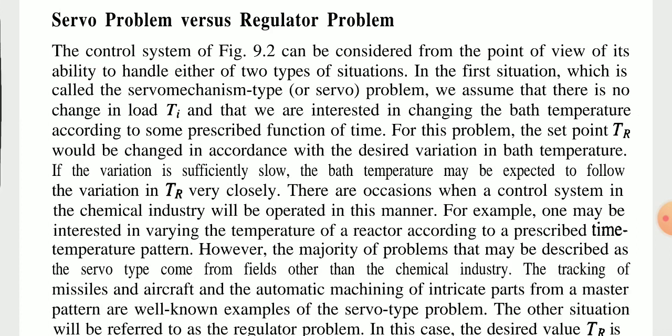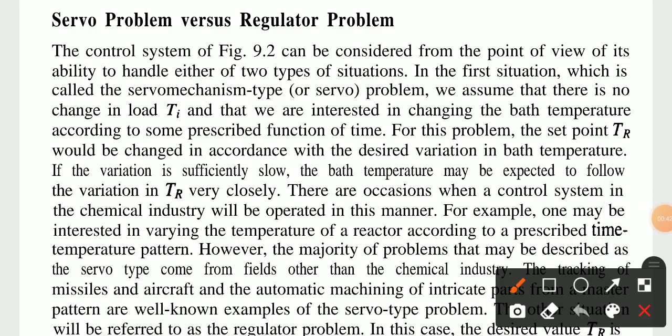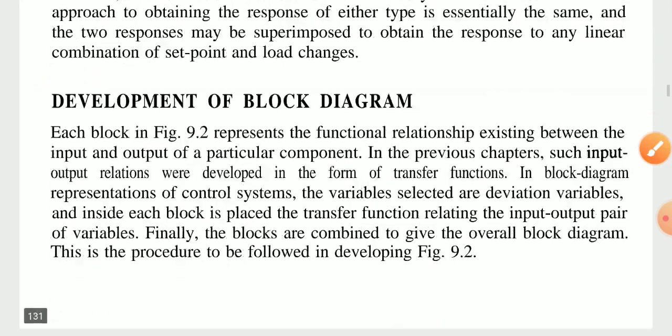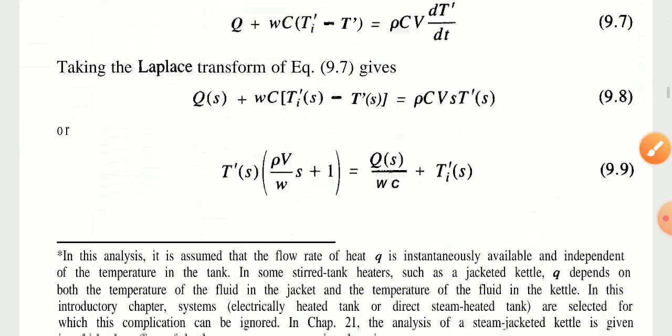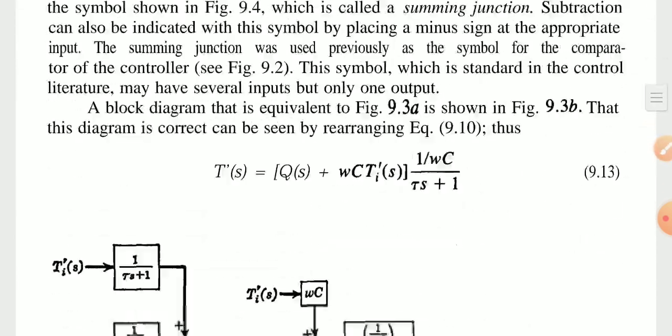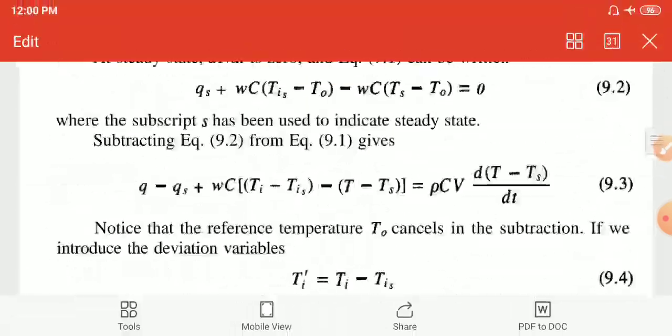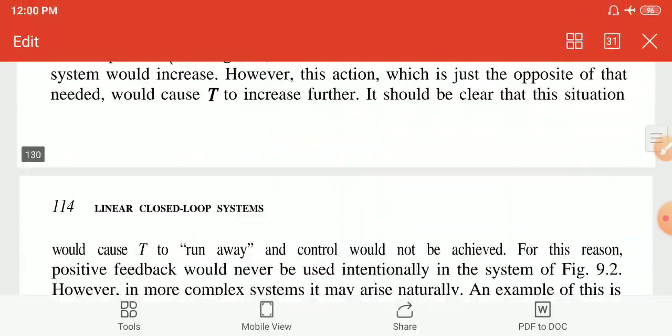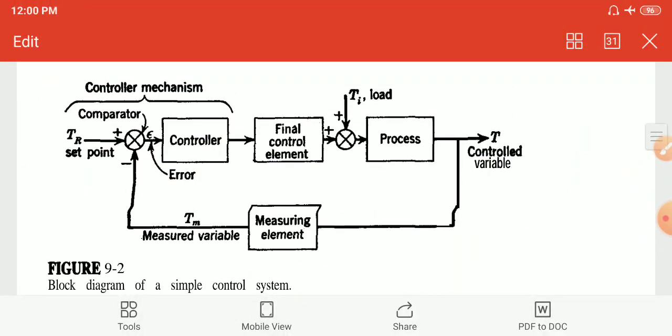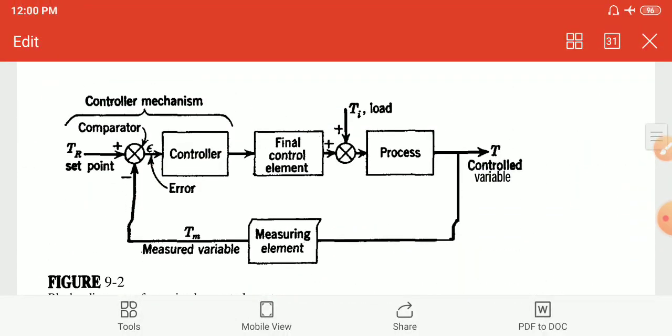First, the control system in figure 9.2, which we will discuss in the figure, is considered from the point of view of its ability to handle either of two types of situations. There are two types of situation. Let us look at figure 9.2, which we saw earlier in the block diagram.